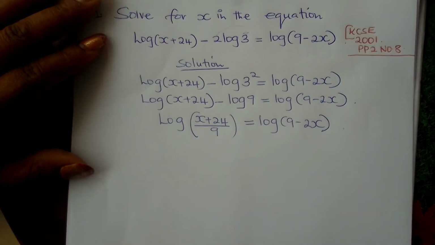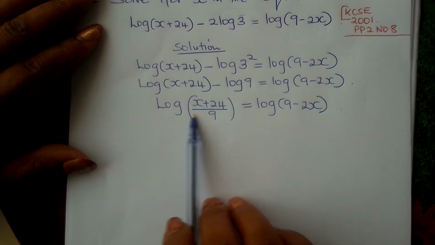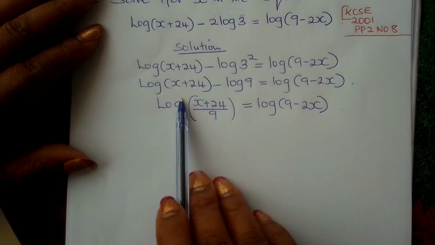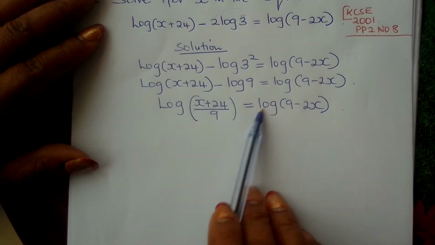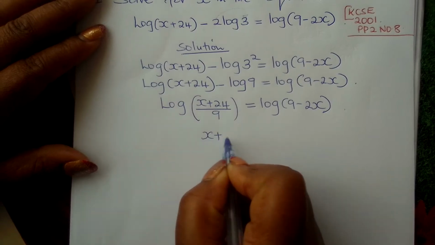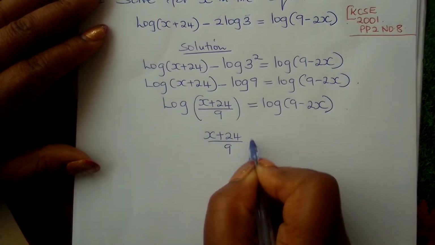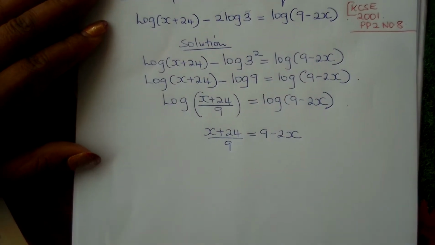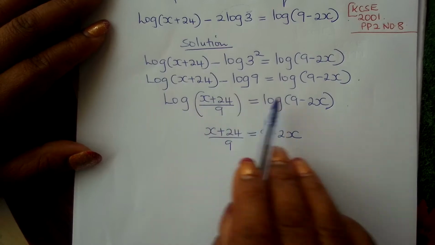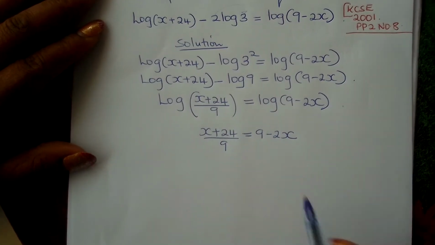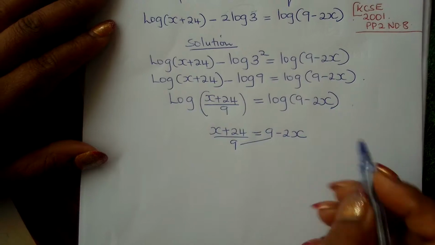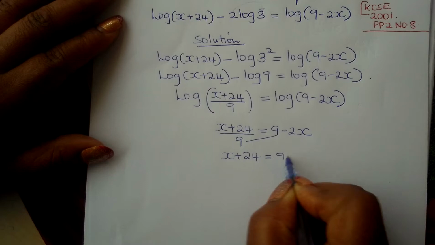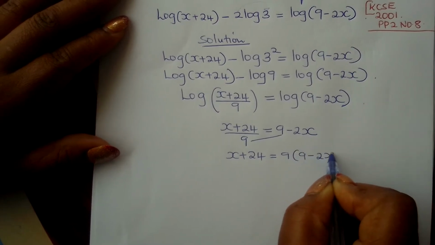Learner, if you look at our equation now, we have log on this side and log on the other side. You now drop out these logs and you end up with an algebraic equation. So you drop out logs if they appear on both sides of the equal sign. From there, cross multiply. So you have x + 24 is equal to 9 into brackets (9 minus 2x).